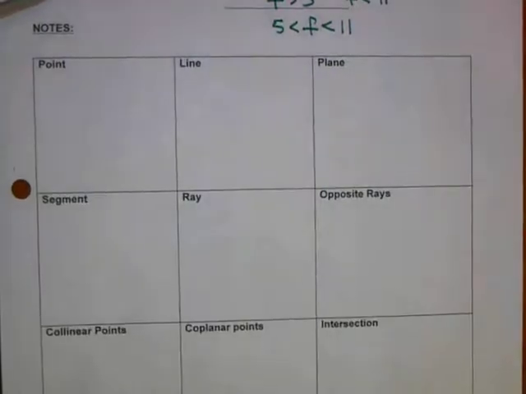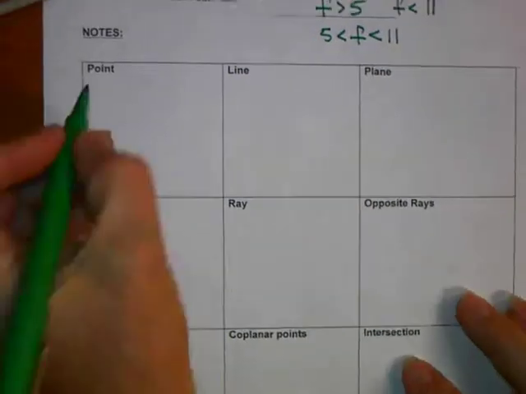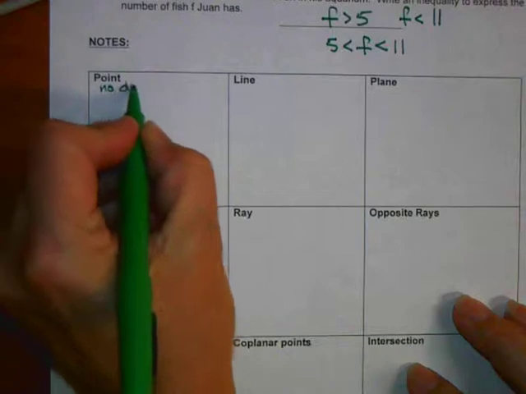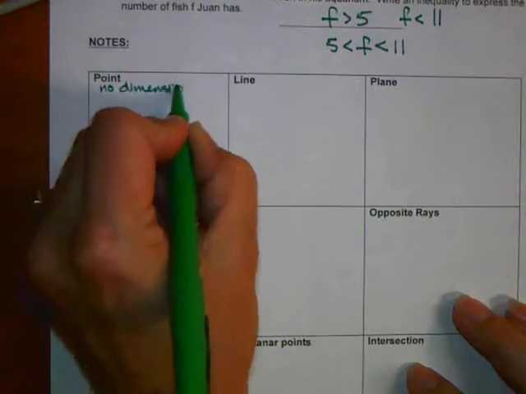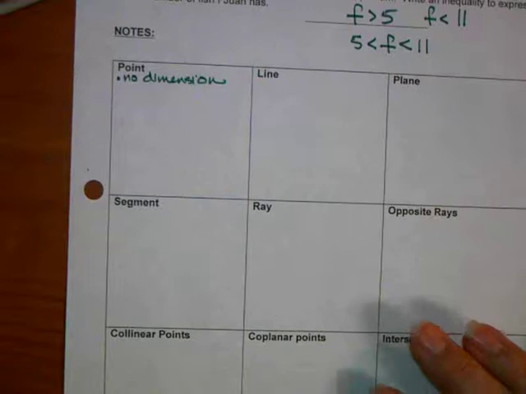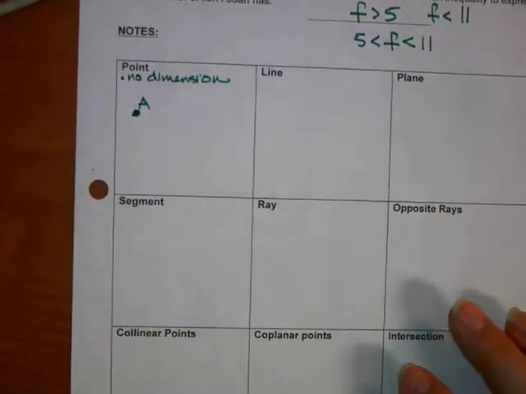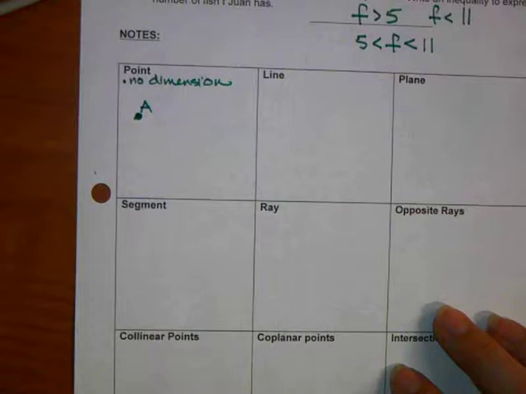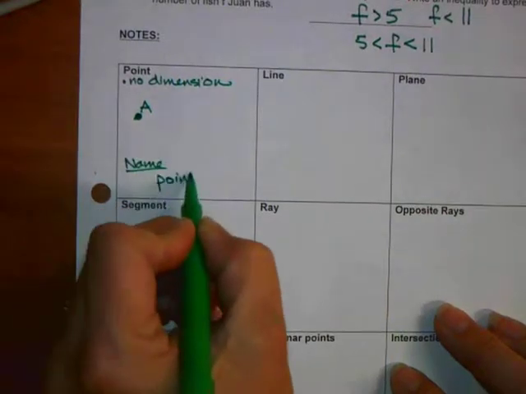All right, so point. Do you remember flat line? That was the point. Remember? Sort of? All right, I know it was a few days ago. So a point has no dimension. It's just represented by a dot with a letter usually next to it. It's usually how you'll see it. And to name it, we just call it point A.